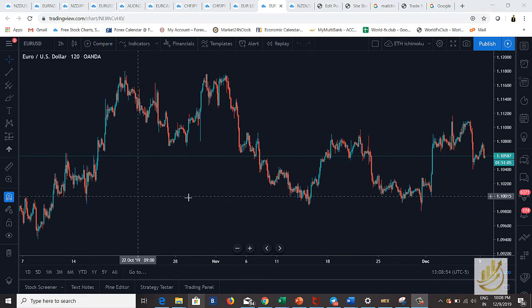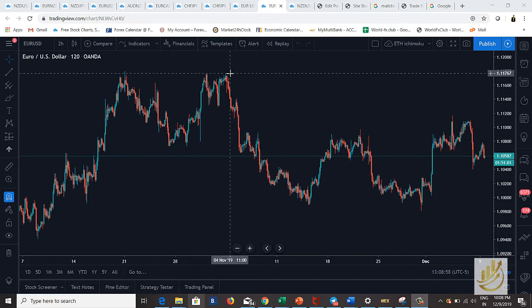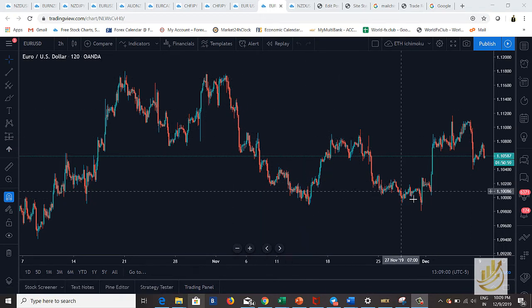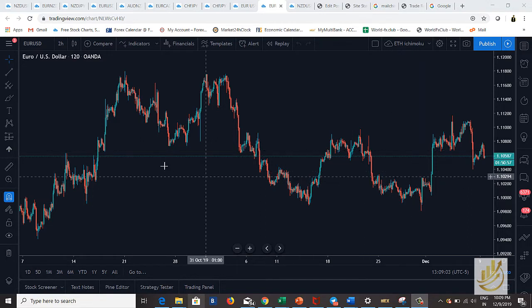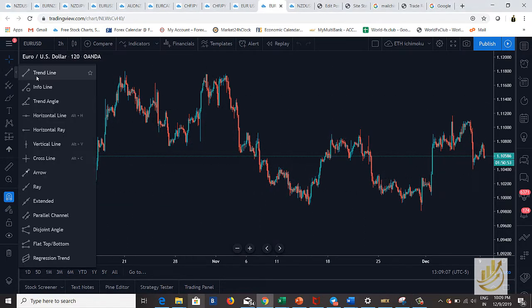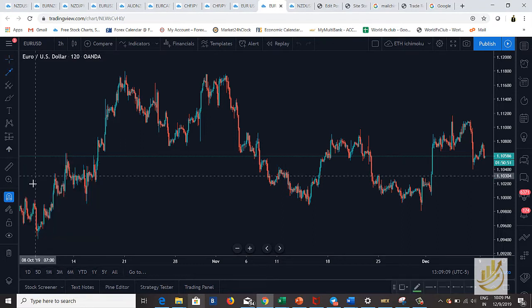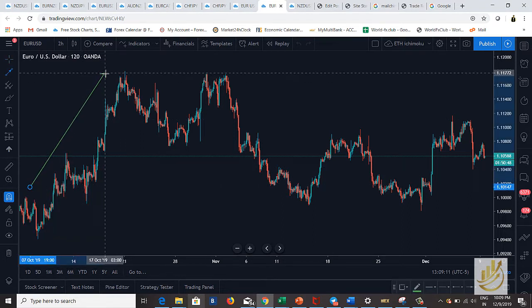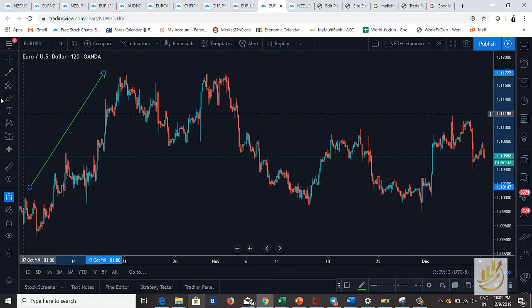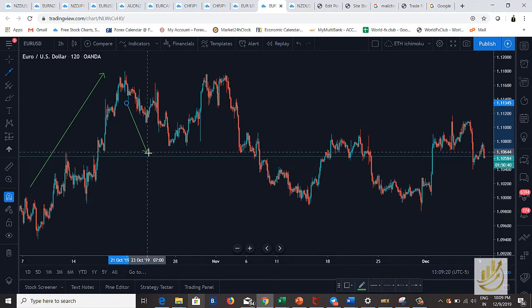What you can see here is price went up, then it went down, then it went up, then down, then up, then down, and now it's going up. So what trend are you seeing here? If I create some arrows, here it was an uptrend, right? And then it was a downtrend here, okay?